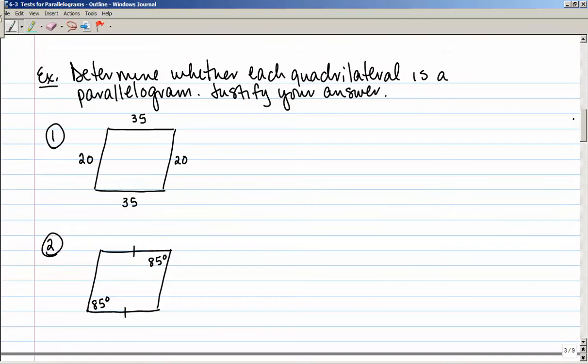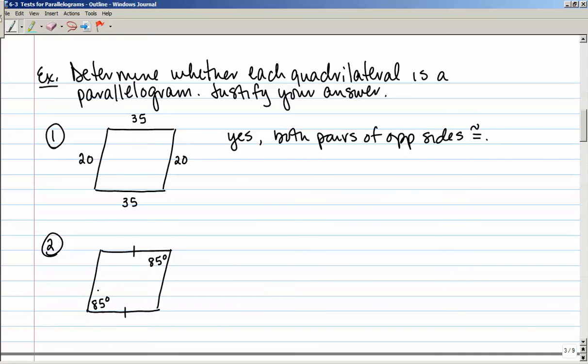So let's take a look at a bunch of examples here. Determine whether each quadrilateral is a parallelogram and justify your answer. So here we have a quadrilateral that has top and bottom lengths of 35 units and left and right sides with lengths of 20 units. So yes, this is a parallelogram because both pairs of opposite sides are congruent. And when it says justify, basically back it up with one of the theorems, okay? Because both pairs of opposite sides are congruent, yes, this is a parallelogram.